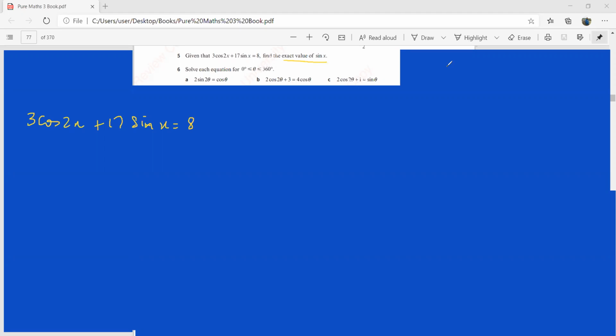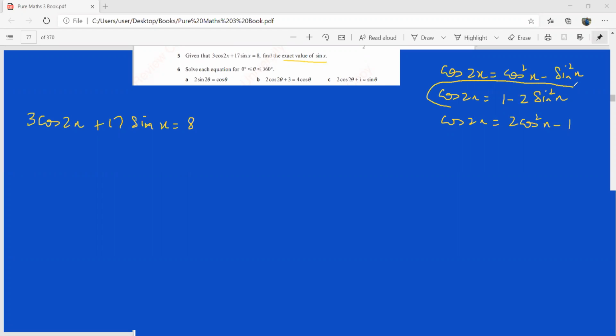Now you remember this is a very important formula of cos 2x, which is cos square x minus sine square x. And this cos 2x can be written either purely in the form of sine, which is 1 minus 2 sine square x, and you can also write it as 2 cos square x minus 1. Right, now for this equation we'll be needing this identity because he wants us to give the exact value of sine x. So we need to change this cos 2x into the sine form.